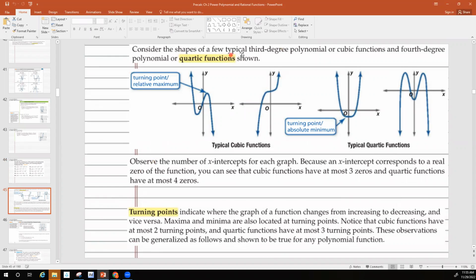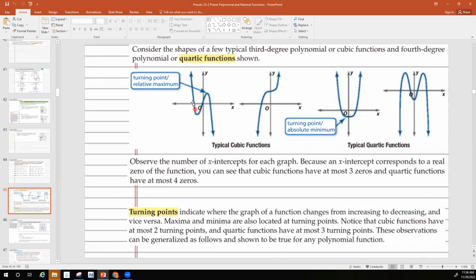So consider the shape of a few typical third degree polynomial or cubic functions, right? Looks like this. And fourth degree polynomial or quartic functions. So quartic functions look like this. It looks like a flat parabola, kind of flat here on the bottom. Or it could have like an M shape there. Okay. So those are what some cubic and quartic functions look like.